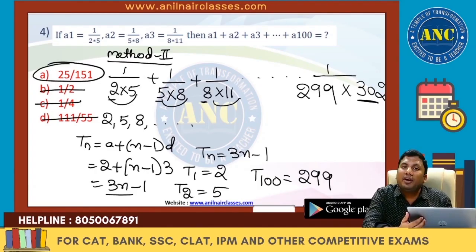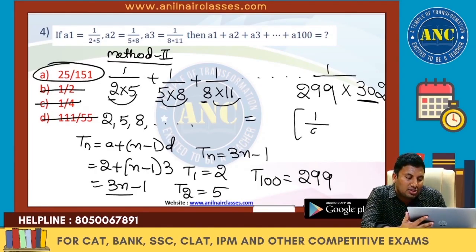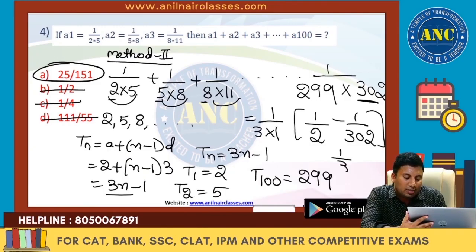So 25 by 151. So the answer is nothing but, write down the first term as well as the last term. 1 by 2 minus 1 by 302. 1 by 3 into 1. So this is nothing but 1 by 3 into (302 minus 2), that is 300, divided by 302.